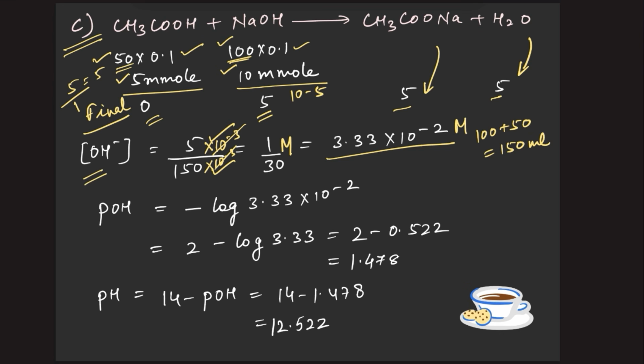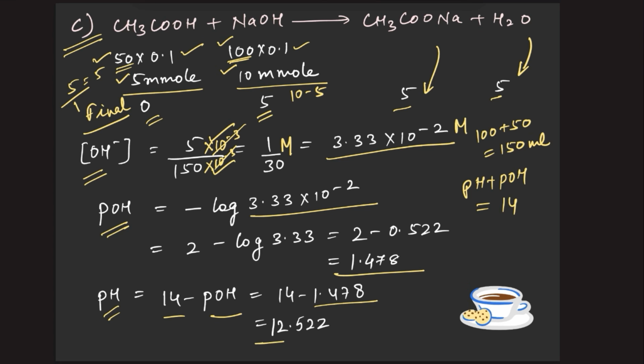OH minus ion concentration, now you know. So from OH minus ion concentration, calculate the pOH. What is pOH? Minus log of OH minus ion concentration. Solving, pOH of the solution is 1.478. Now pH plus pOH, इसकी वैल्यू क्या होती है? pH plus pOH is 14. So pH will be equal to 14 minus pOH. Putting the value of pOH, 14 minus 1.478, it gives the pH of the solution, which is 12.522.